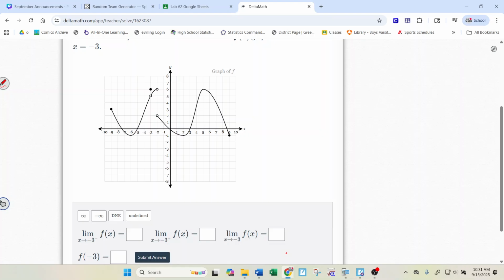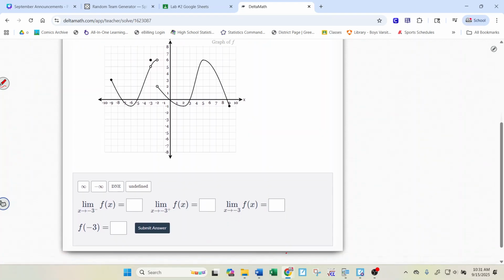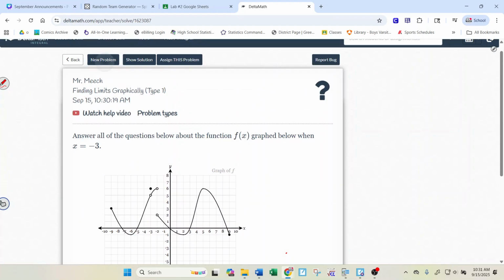What's the limit at -3? 5. If the left and the right are both 5, by theorem Bob, what does the limit have to be at -3? 5. If the left and the right are the same, that's also the limit there. But what is f of -3? 6. Okay. Let's try another one. Lots of practice here.